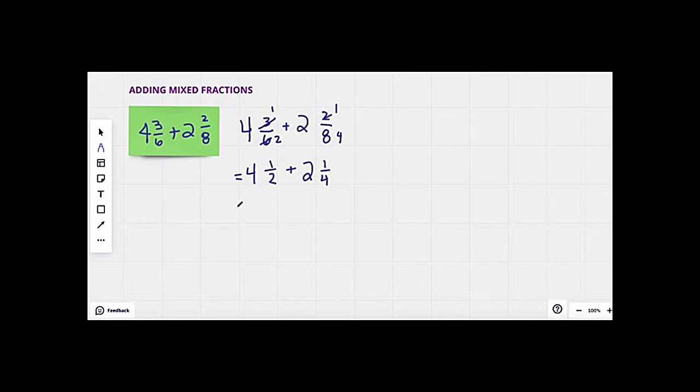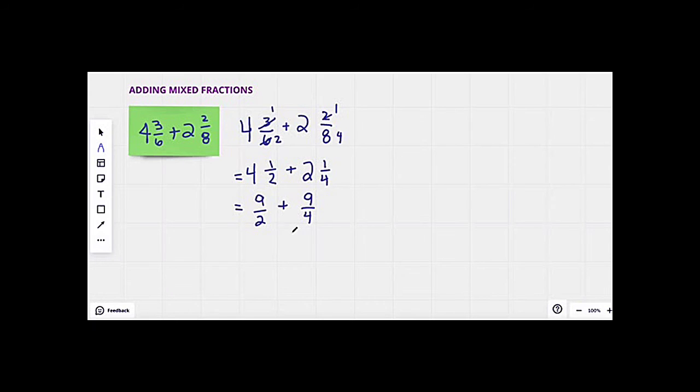So the first method that we're going to use is converting to improper fractions. So we do that by multiplying the denominator times the whole number, so that gives us 8, and adding the top, which gives us a 9. So this becomes a 9 over 2 because our denominator always stays the same when we're converting to improper fractions. Okay, we have our plus sign, and now we're going to do the same thing to this one. We need to keep them both improper if this is the way that we're going to go. So we're going to multiply the denominator times the whole number, which is 4 times 2, which is 8. Then we add the 1 on top, which is 9 over 4.